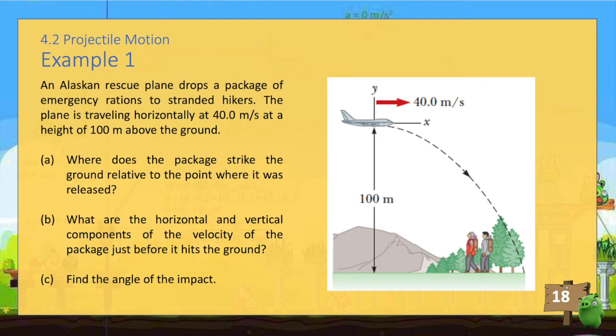An Alaskan rescue plane drops a package of emergency rations to stranded hikers. The plane is traveling horizontally at 40 meters per second at a height of 100 meters above the ground.